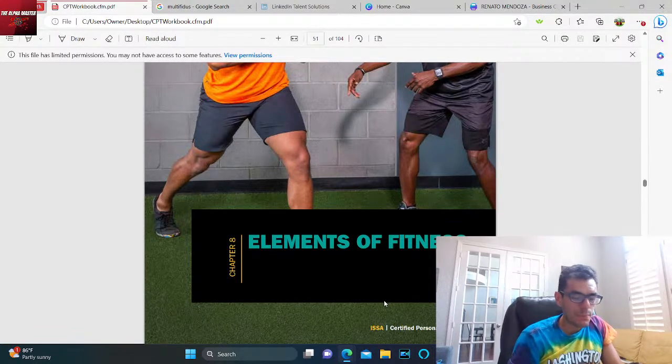You have general versus specific warm up. Then you have the maximum heart rate formula. You have to know the maximum heart rate formula.